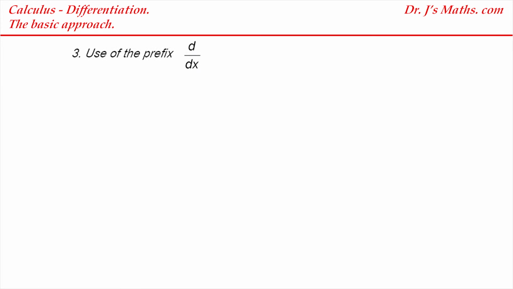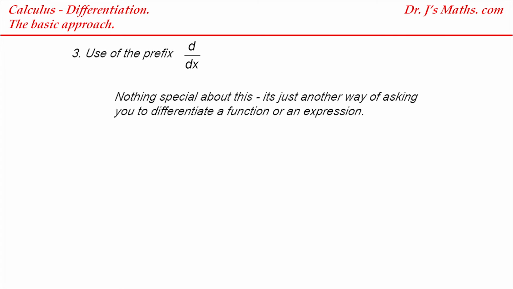We talked earlier a little bit about nomenclature, and here's another variation. That's the use of the prefix d dx outside of the function that we have to differentiate. Now, there's nothing special about this. It's just another way of asking you to differentiate a function or an expression with respect to the independent variable indicated. Here it's x. So, as someone once said, just do it.